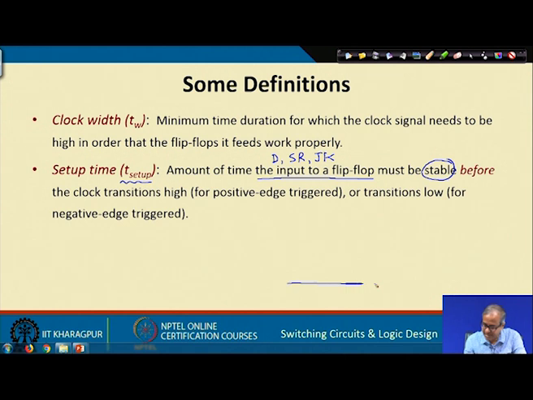If I look into the axis of time, suppose this is the time where all the inputs are stable and this is the time where my clock edge comes. Let us say for a positive edge triggered flip flop, my clock edge comes here. This is the duration for which my data remains stable before the clock edge, that is defined as the setup time, and setup time is a characteristic of the flip flop that you are using. Depending on the flip flop that you use, it has a specified setup time and the input must be applied at least that amount of time before.